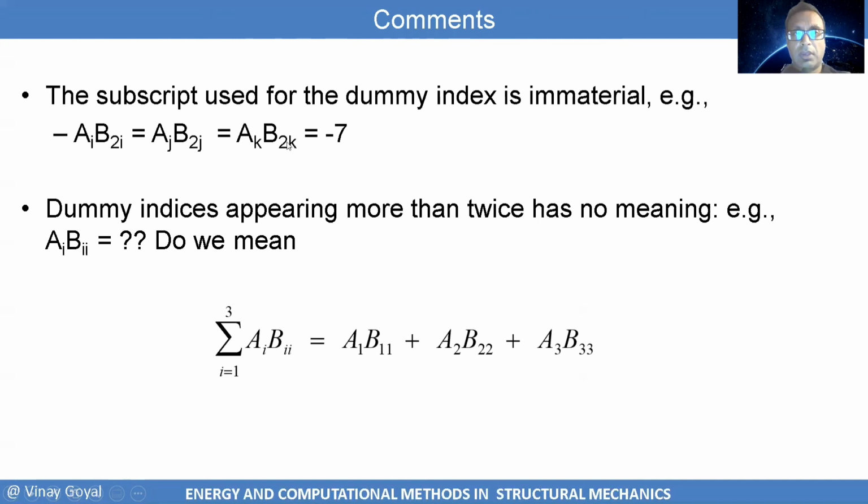So comments. The subscript used for the dummy index is immaterial. I can make it i, I can make it j, I can make it k.